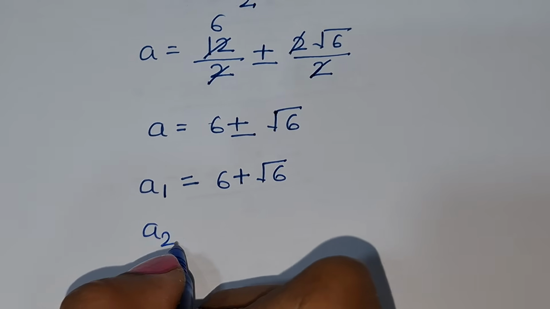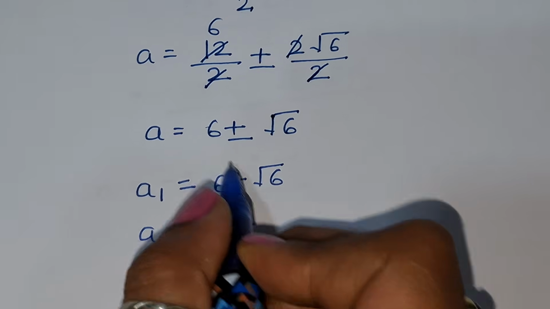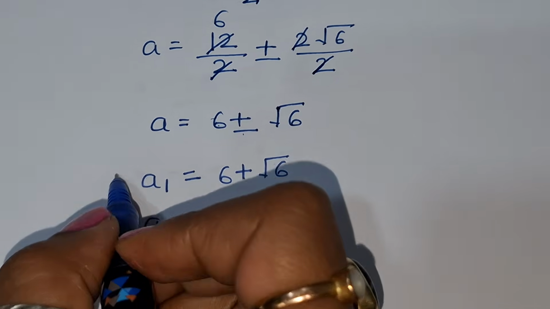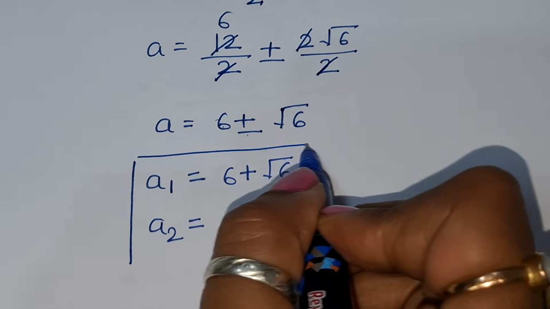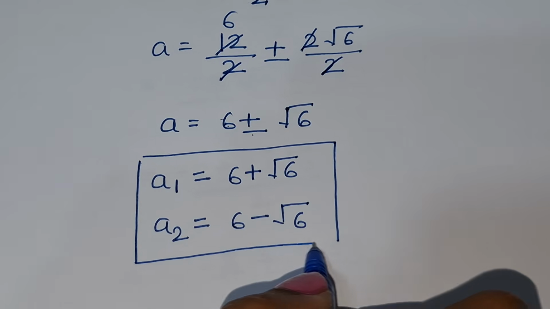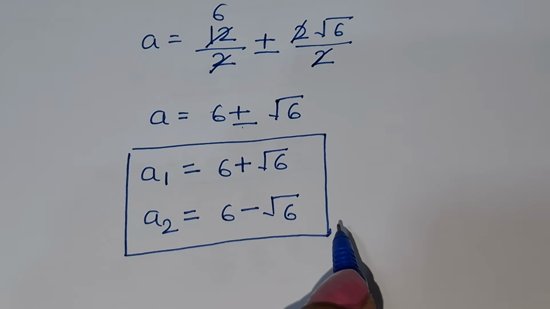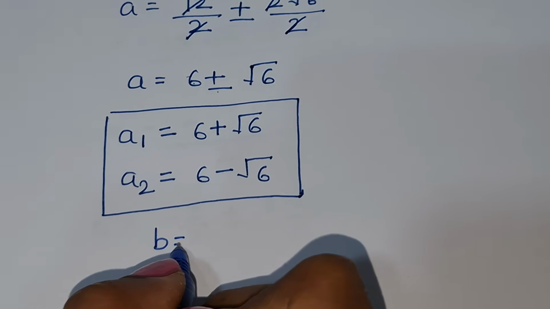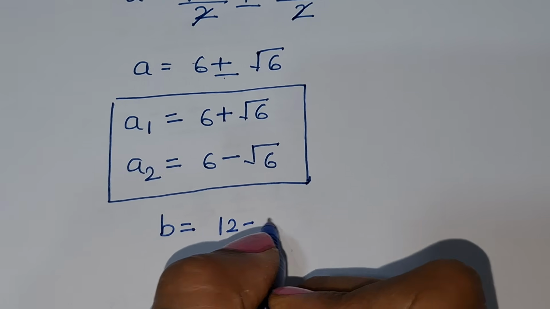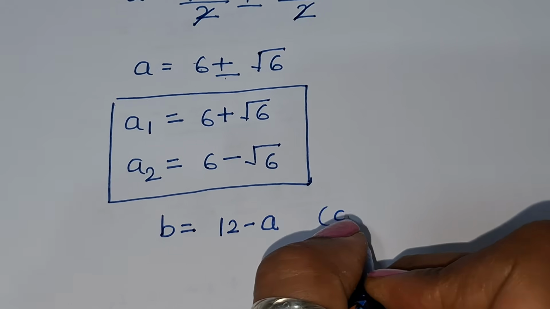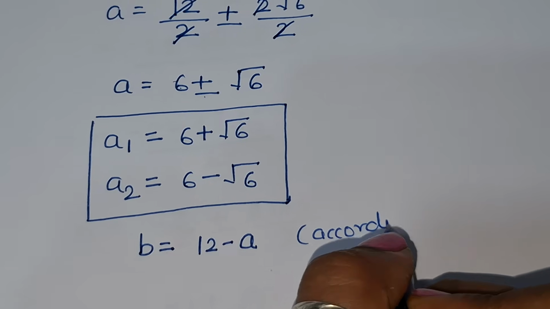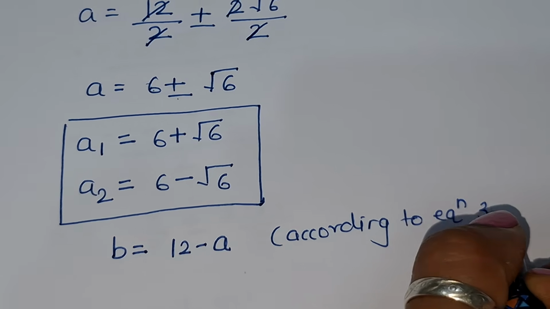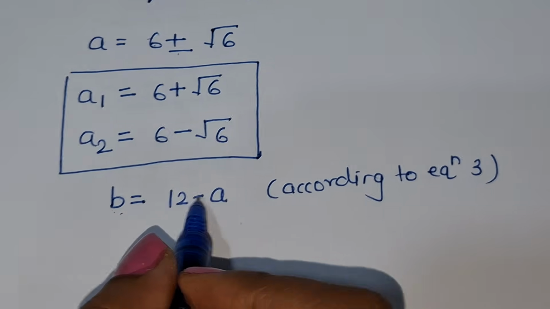And a2 is equal to 6 minus square root of 6. So in this way we got the two values of a, that is a1 and a2. Now we have to find out the values of b1 and b2. So according to equation 3, b is equal to 12 minus a. You can check in equation 3. Now b is equal to 12 minus a.